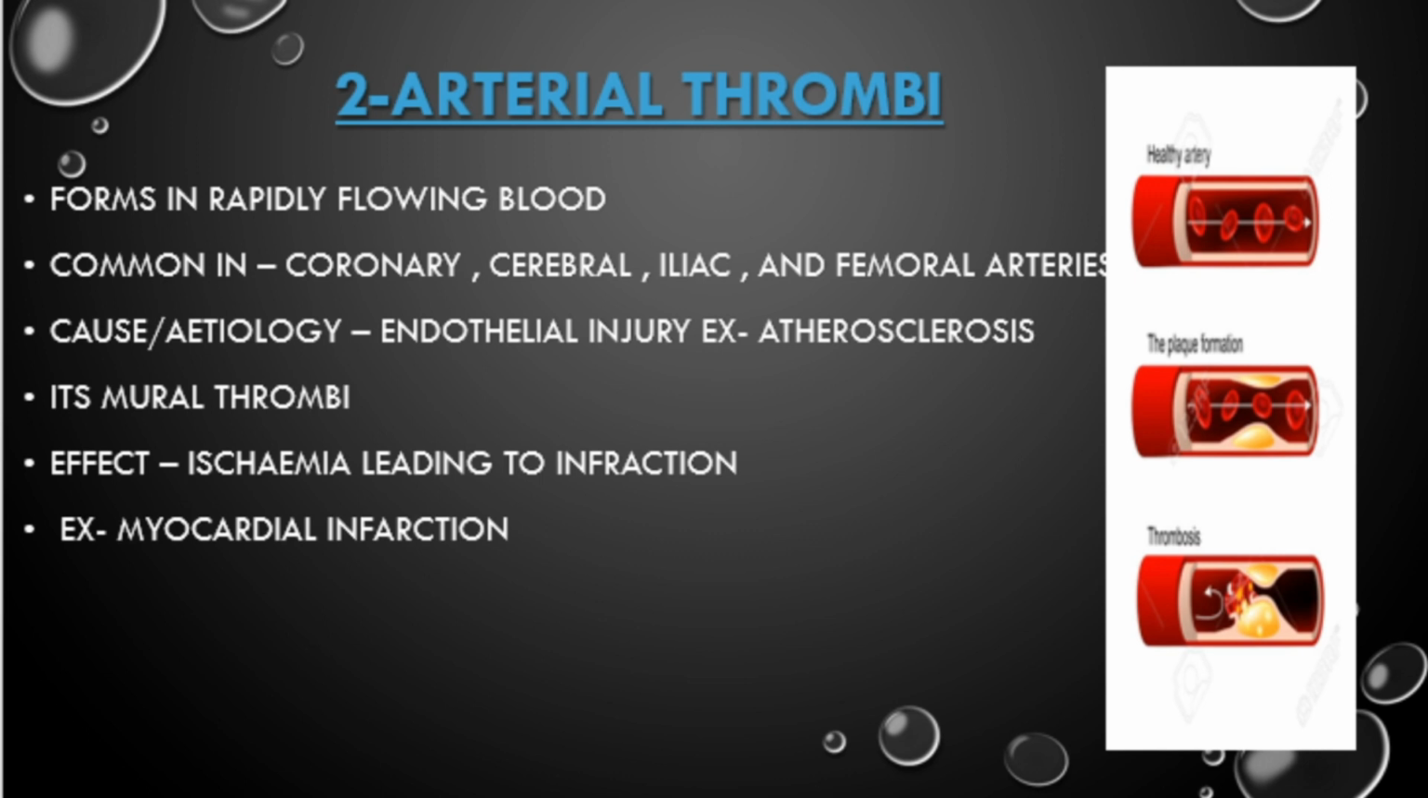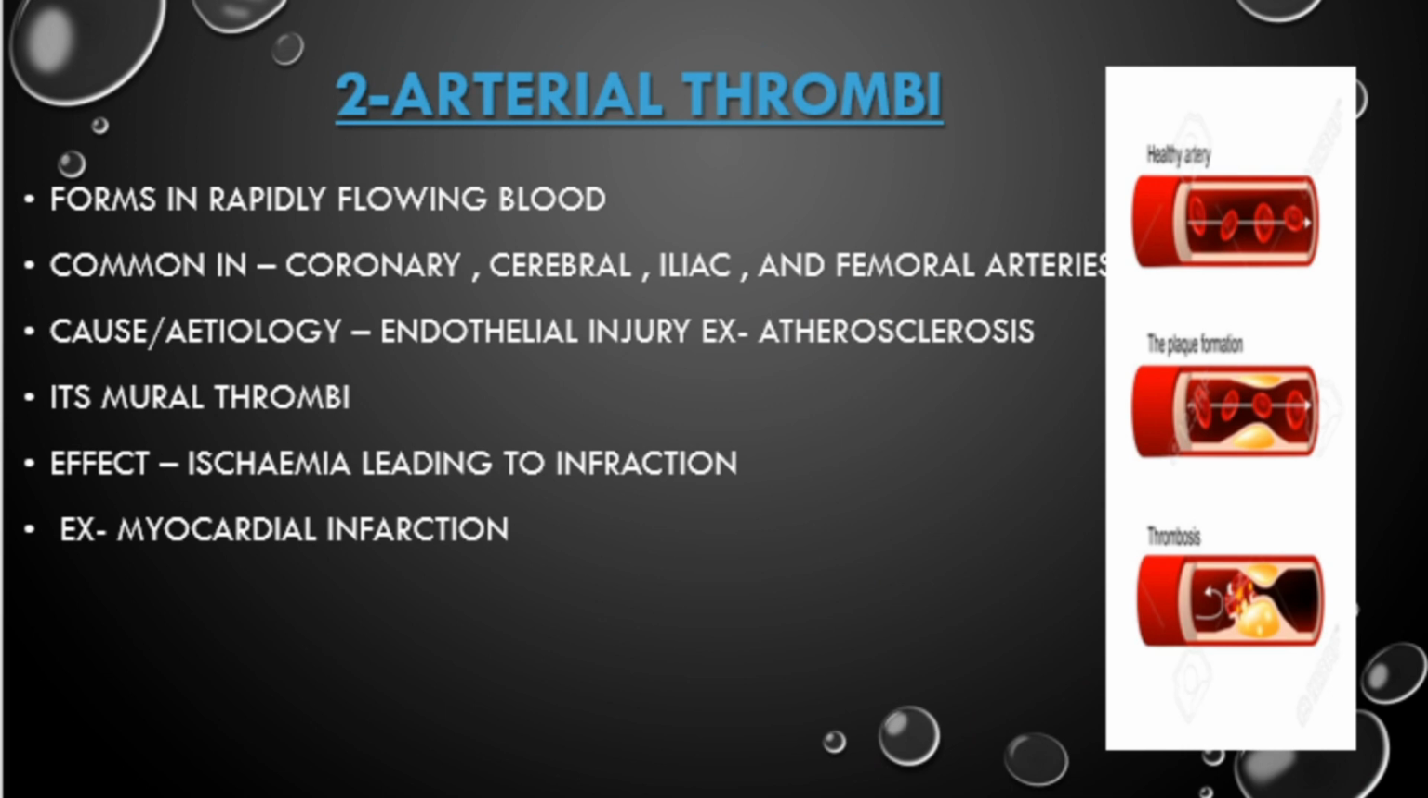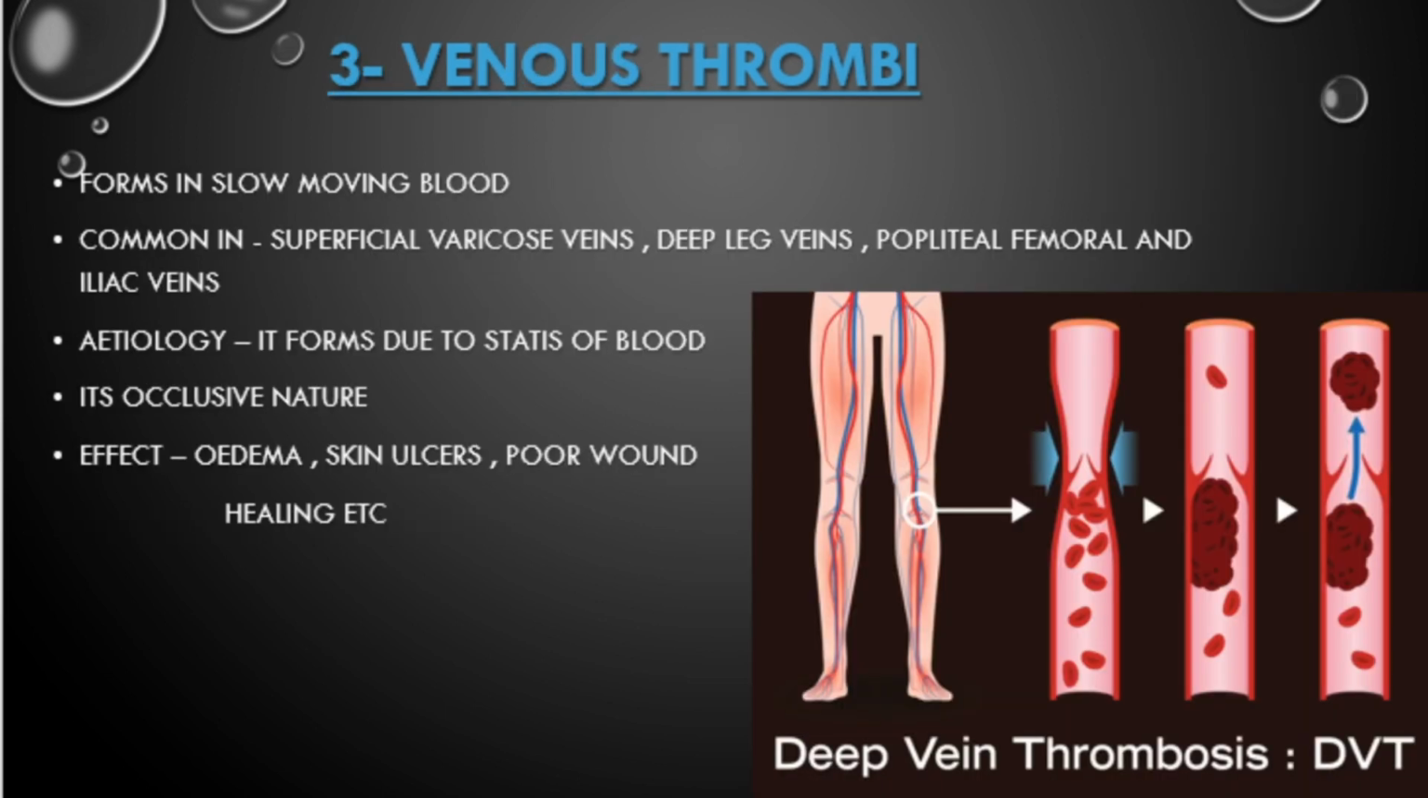Then our third type of thrombi is venous thrombi. The venous thrombi form in slow moving blood in veins. So arterial thrombi were in the fastest moving blood in arteries, and venous thrombi are in the slow moving blood in veins. The common sites of the venous thrombi are superficial varicose veins, deep leg veins, popliteal, femoral and iliac veins. These are the common sites for formation of venous thrombi.